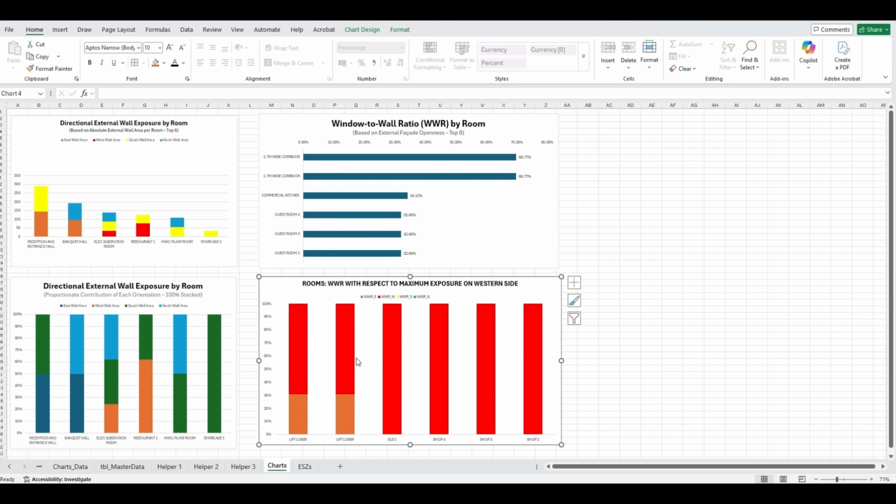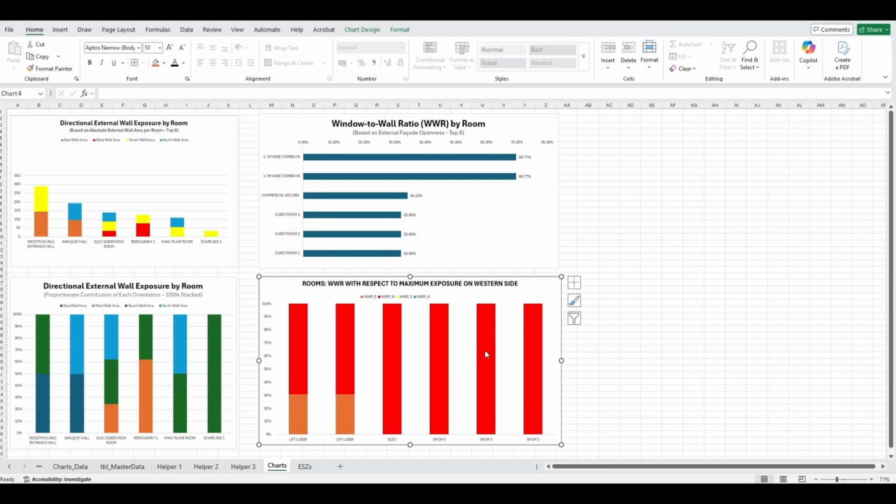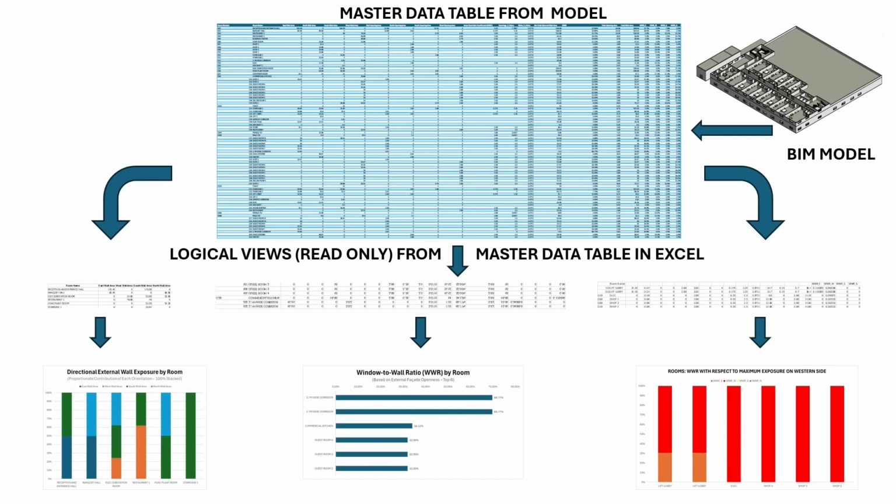Chart 3: directional WWR, western focus. Finally, we isolate directional glazing, particularly western exposure. Western sun, especially in the afternoon, can significantly increase cooling loads. Even moderate-sized rooms can become thermal stress zones if heavily glazed toward the west. This level of analysis allows us to identify potential energy-sensitive spaces, even before running detailed simulations.